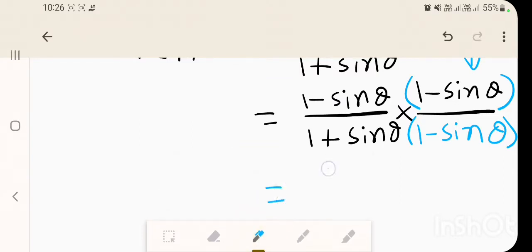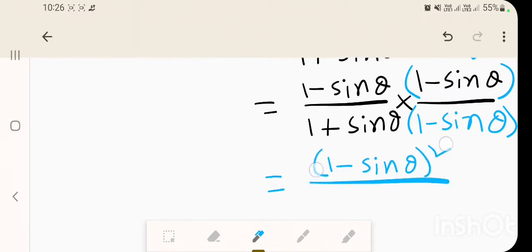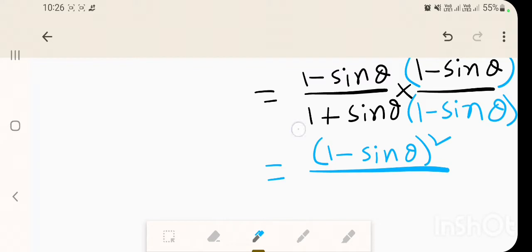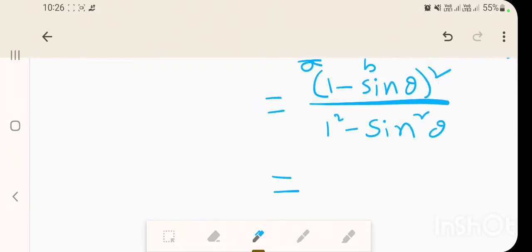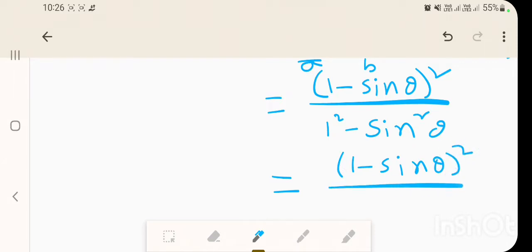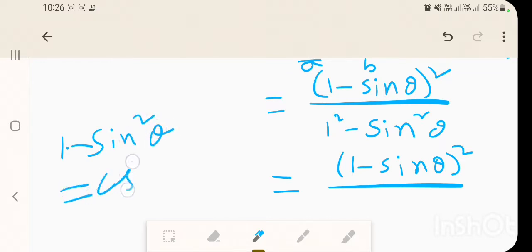So we write here 1 minus sin theta whole square divided by, in the denominator, 1 plus sin theta and 1 minus sin theta. 1 we take as a, sin theta we take as b. So we have a plus b into a minus b, which is a square minus b square. So we get 1 square minus sin square theta. In the numerator we have 1 minus sin theta whole square. In the denominator, 1 minus sin square theta is nothing but cos square theta.